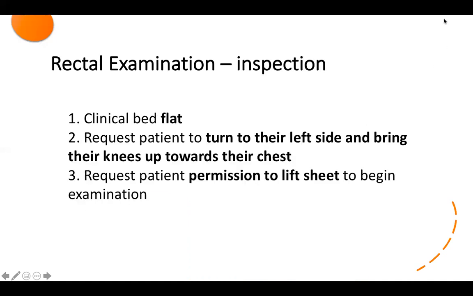So inspection. The first thing you want to do is lie the bed flat. Ask the patient, we're going to have to lie the bed flat. Is that all right with you? Okay, then request the patient to turn to the left side and ask them to bring their knees up towards their chest. And once they're in this position and they're comfortable, ask for their permission again to lift the sheet so you can begin examining them.